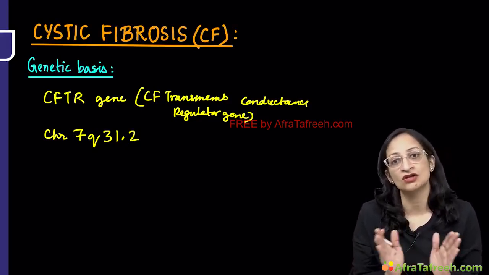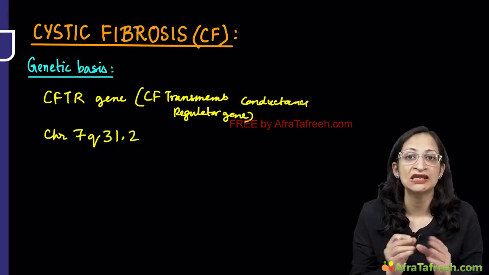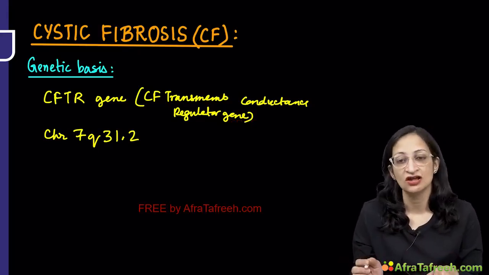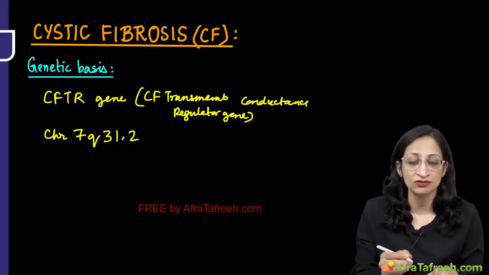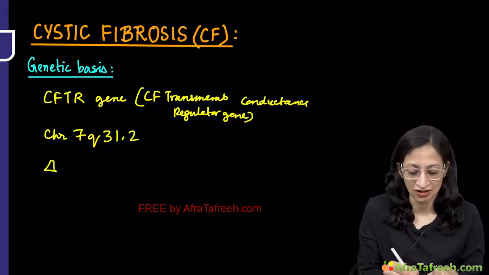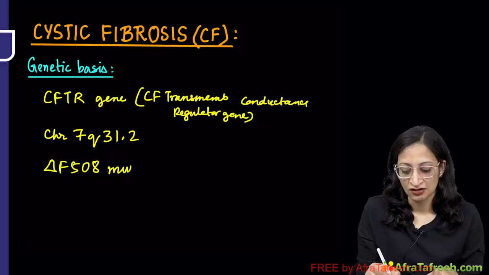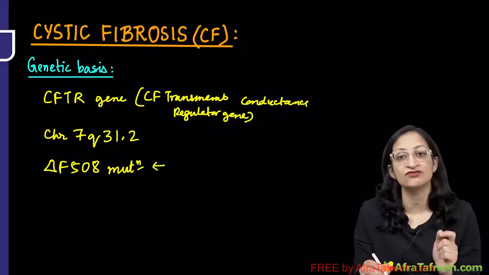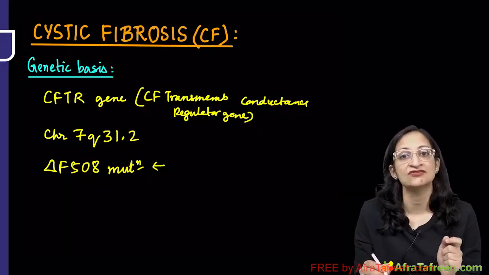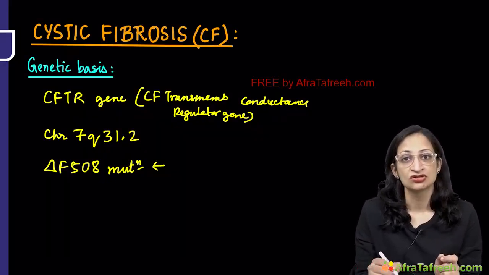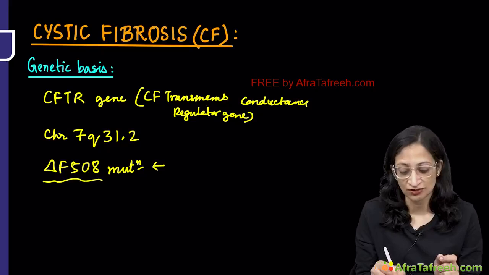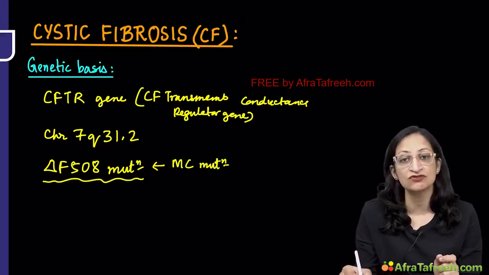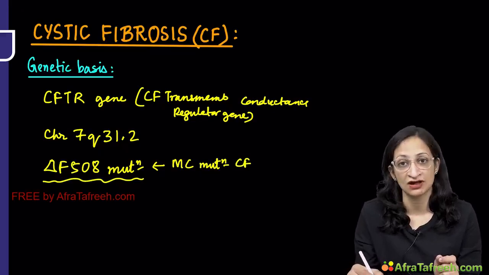And this gene is quite long, and there are many mutations known in this gene. Of them, the most common mutation is the delta F508 mutation. Okay. So this means that there is a deletion of the codon coding for phenylalanine at the 508 position. So this delta F508 mutation is the most common mutation responsible for cystic fibrosis worldwide.